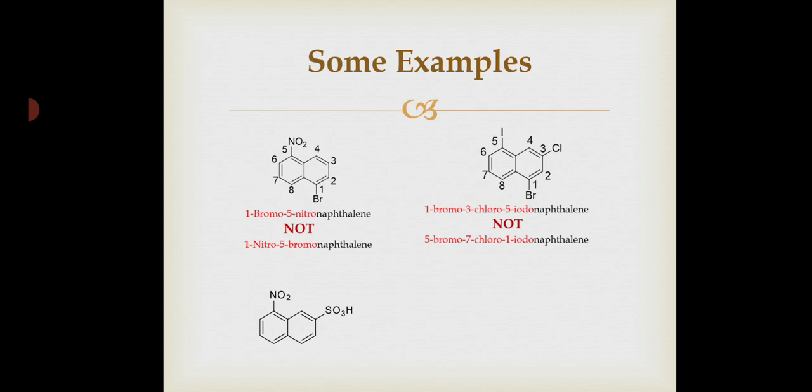Now, who gets preference? Principal functional group always gets preference over the substituent. So, who is the principal functional group? SO3H, sulfonic acid. Go back to the priority table and see whether the sulfonic acid is there in that table. Sulfonic acid is a principal functional group, and so it gets preference over the nitro group.